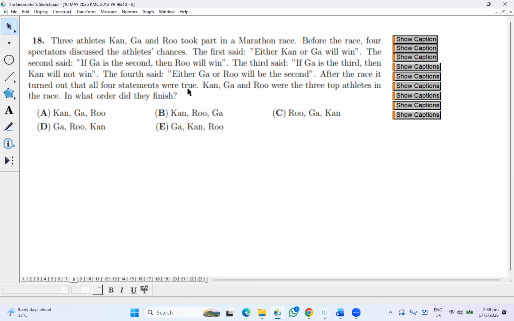Kang, Ga, and Ru were the top 3 athletes in the race. In what order did they finish? So there are 5 choices. You must check one by one and see that all 4 of them say the correct statement.